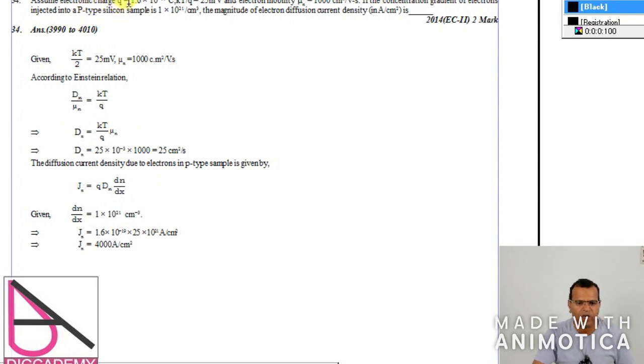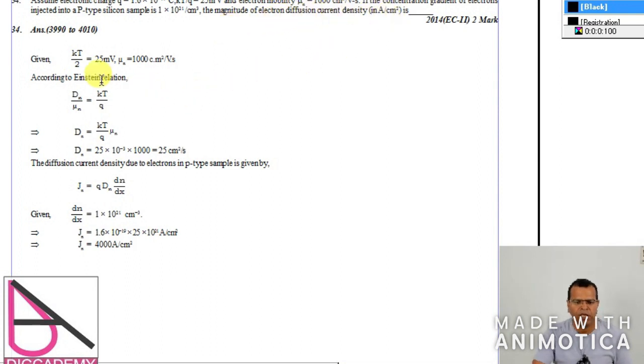Assume electronic charge Q is equal to 1.6 into 10 to the power minus 19 coulomb. KT by Q is 26 millivolt. Electron mobility is given to you, that is 1000 centimeter square per volt second. If the concentration gradient of electrons injected into p-type silicon sample is 1 into 10 to the power 21 per centimeter cube, the magnitude of electron diffusion current.